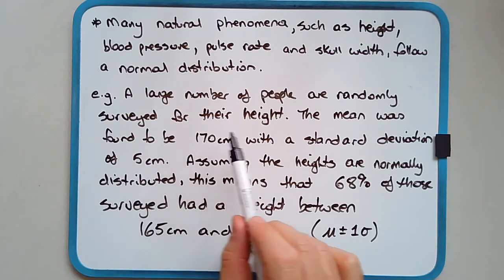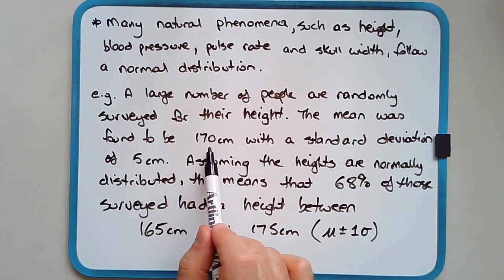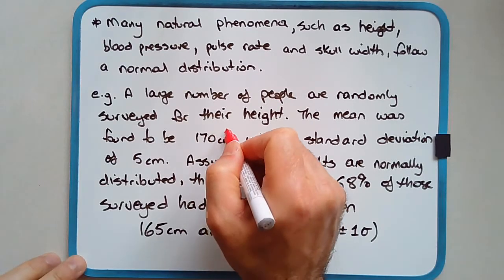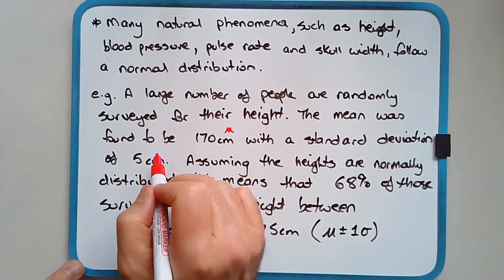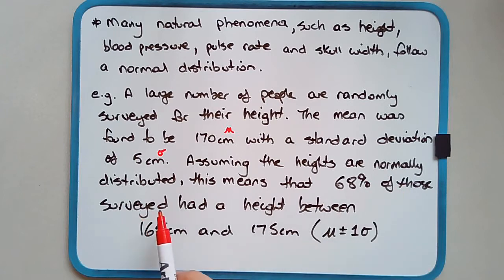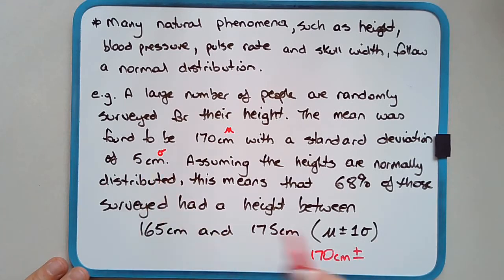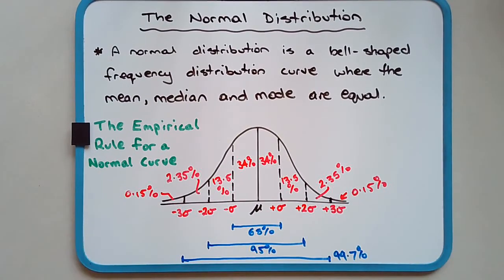So as an example, a large number of people are randomly surveyed for their height. The mean was found to be 170 centimeters. Okay, so I'll just put a little mu there for the mean, with a standard deviation of 5 centimeters. So there's our sigma. So assuming the heights are normally distributed, which generally they will be, this means that 68% of those surveyed had a height between 165 centimeters and 175 centimeters. So that's the mean plus or minus one standard deviation. The mean being 170 centimeters plus or minus one standard deviation. A standard deviation is worth 5 here, plus or minus 5 centimeters. So that gives us then our range of scores between 165 centimeters and 175 centimeters. If we go back to the diagram of the normal distribution, so this would be the 68% here. It's just this central region of the bell curve.